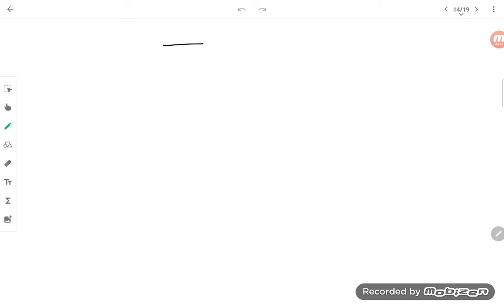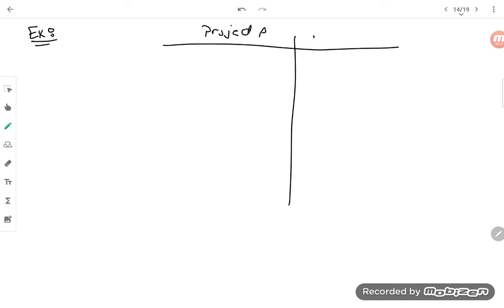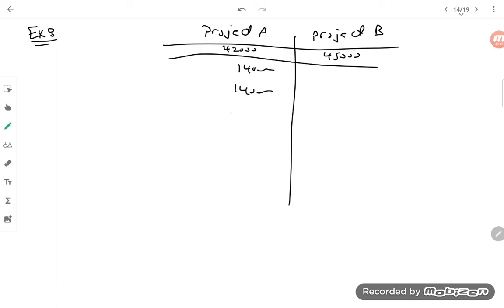Example. We have to compare two different projects, Project A and Project B. The initial investment, actually it is the same example that we have illustrated before, is 42,000 and 45,000, and the cash flows are 14,000 for Project A, and 28,000, 12,000, 10,000, 10,000 for Project B. The additional information that we have to know is that the cost of capital is 10%.